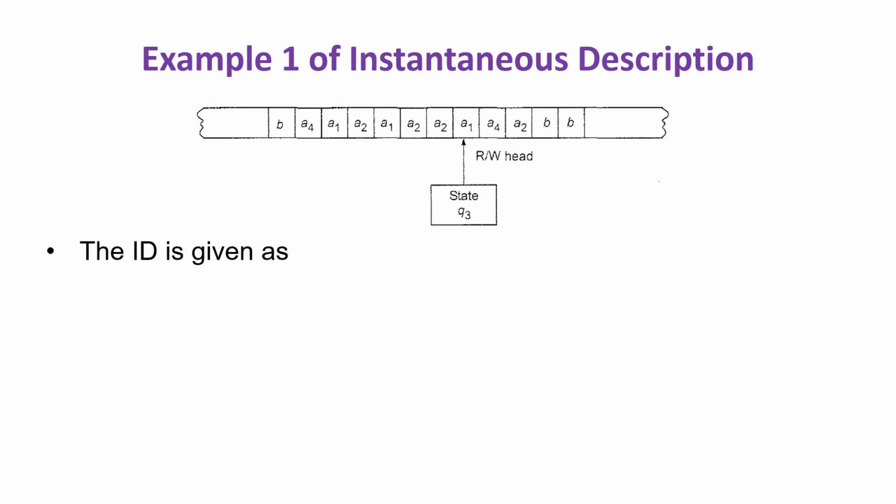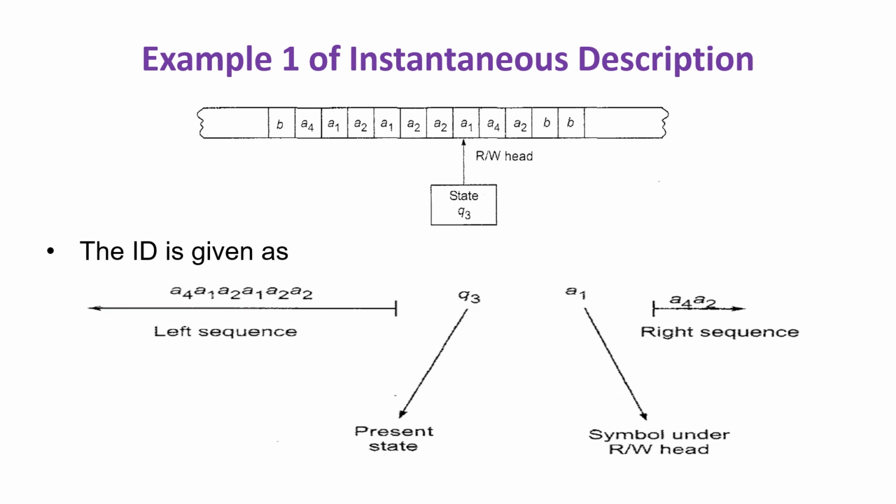The ID is given as the left sequence A4, A1, A2, A1, A2, A2, present state Q3, symbol under the read-write head A1, and the right sequence A4, A2. Let us see one more example of writing the instantaneous description.